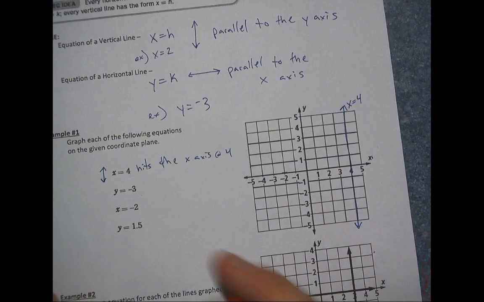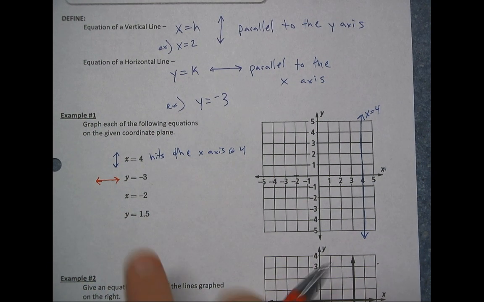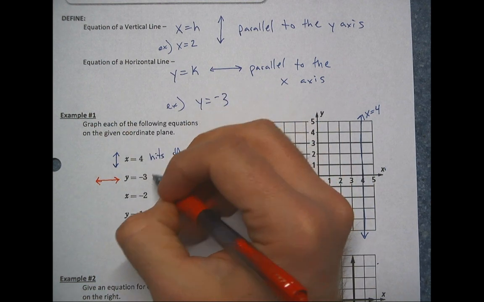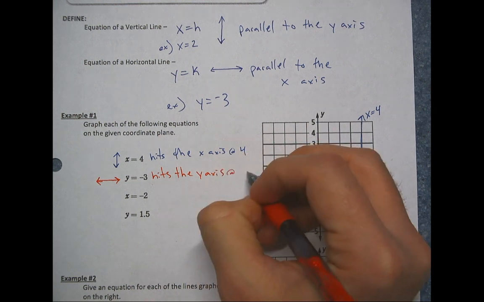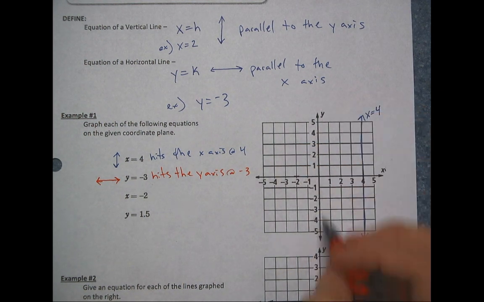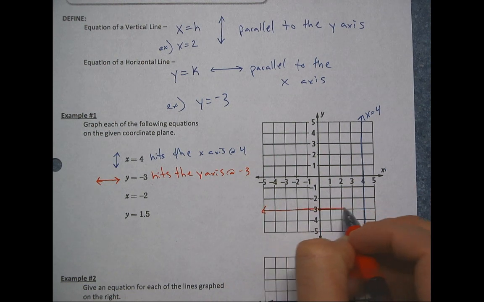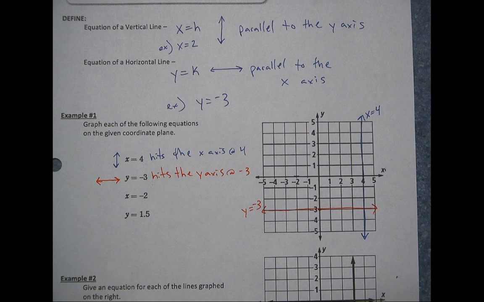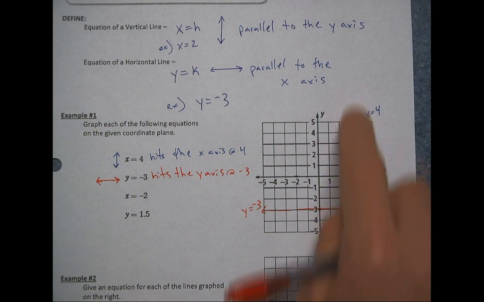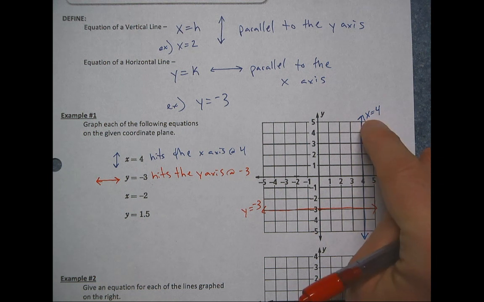So if we come over to y equals -3, if it says y equals, it's going to run parallel to the x-axis, and it hits the y-axis at -3. So if you go to the y-axis and find -3, it's going to be the line that always has a y value of -3 and runs parallel to the x-axis. Okay, so y equals looks like this, x equals looks like this. They hit the axis that the variable represents in our equation.